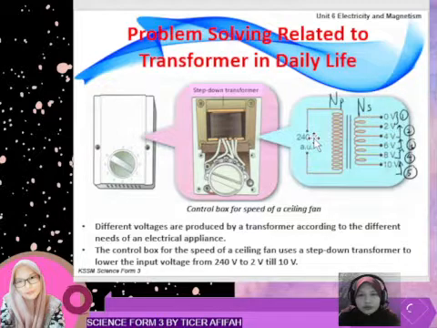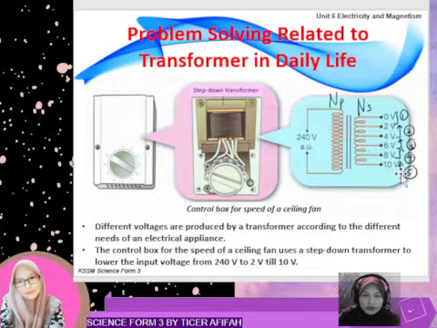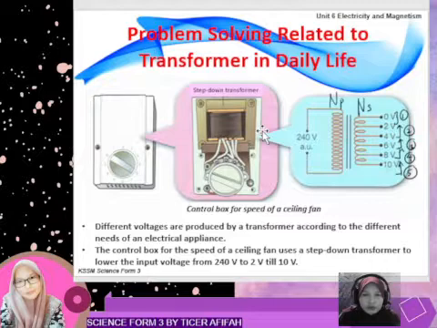So from 240 volt it will be decreased to 10 volt. The smaller voltage is used in this ceiling fan regulator. That's why we use a step down transformer. So the number of turns at the secondary coil is less than the number of turns at the primary coil, so that we can decrease the value of the voltage.